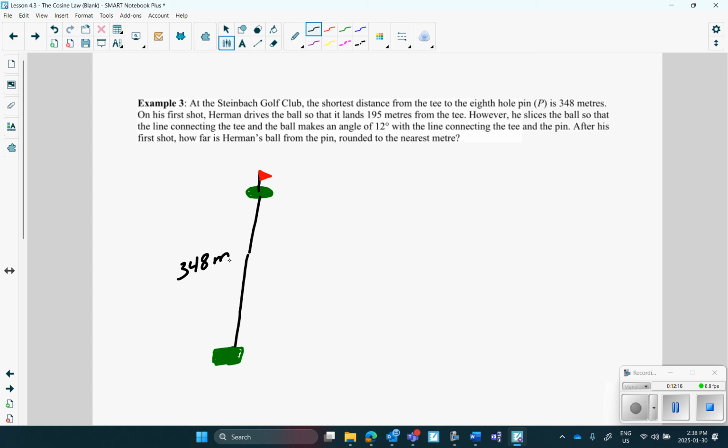Hermit drives the ball so that it lands 195 meters from the tee. So he's here. He hits the ball. Where does it go? Does it go straight down? No. He slices it. What's a slice? If you are a right-handed person, a slice goes off to the right. If you are a left-handed person, a slice goes off to the left. So let's assume that he's a righty. So he's going to slice it somewhere here.